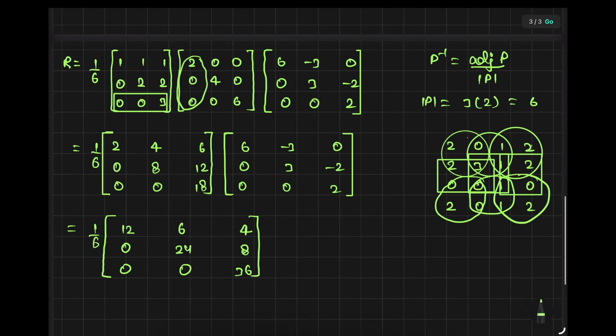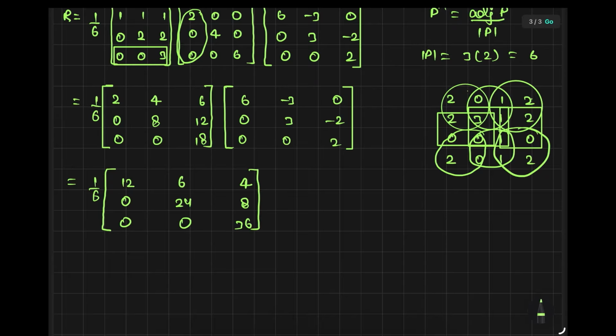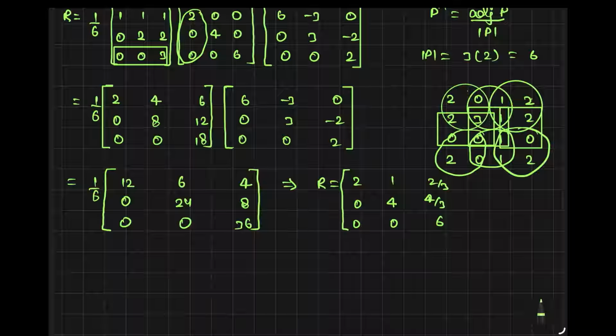Now you can simplify your R, so you can write down your R as 2, 0, 0, 1, 4, 0. You got 2 by 3, and then 4 by 3, and then 6. Okay, so you got your R as this.